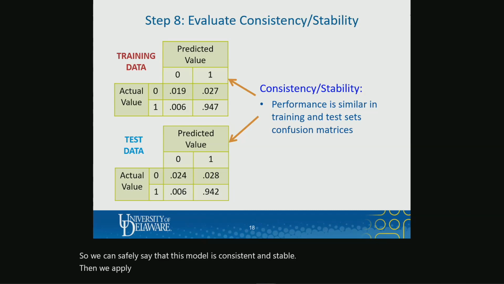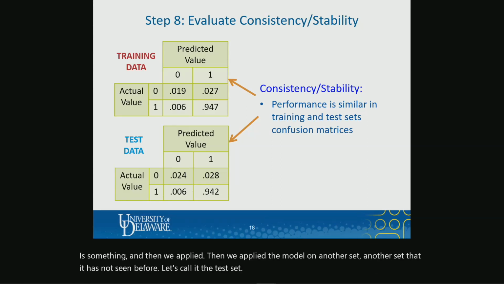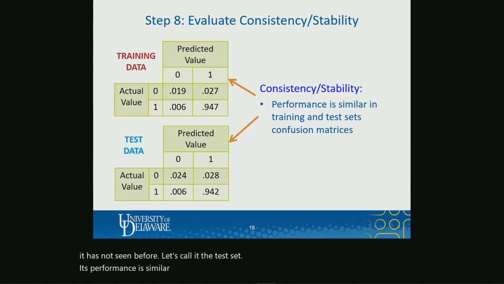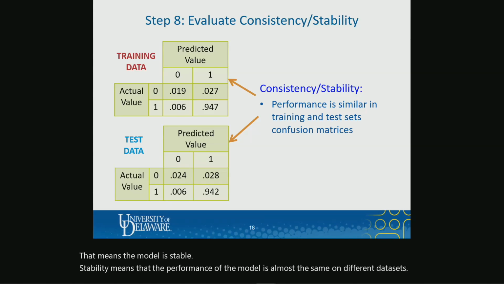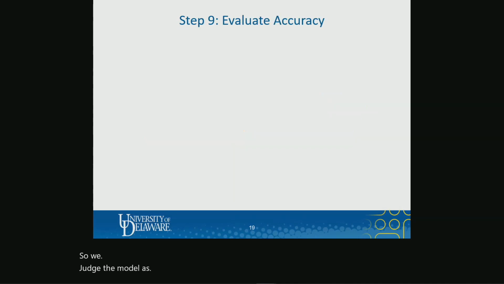When we apply the model on the training set, its performance is something. And then we apply the model on another set that it has not seen before, let's call it the test set, its performance is similar. Its performance does not drop. So that means the model is stable. Stability means that the performance of the model is almost the same on different data sets. Good? Okay. So we judge the model as stable and consistent.